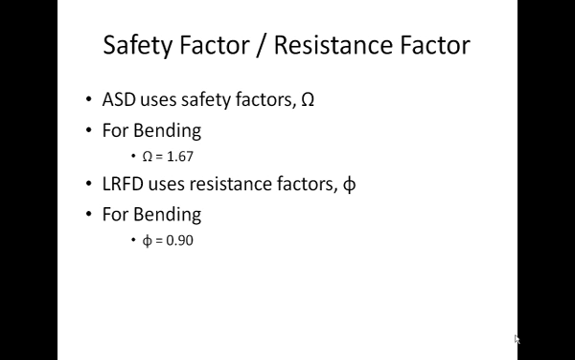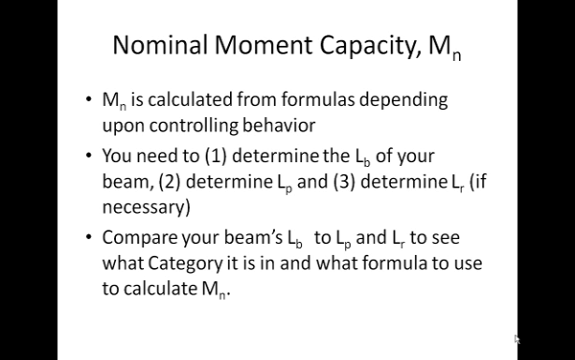As far as both philosophies, ASD uses a safety factor, and for bending moment it will be 1.67. LRFD uses a resistance factor of 0.9. The nominal moment capacity is basically going to come out of a formula.